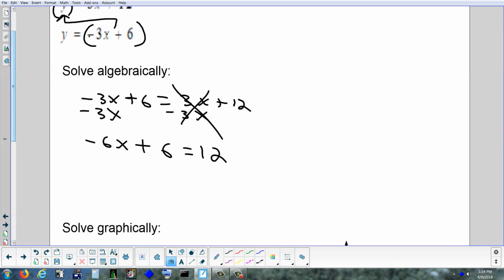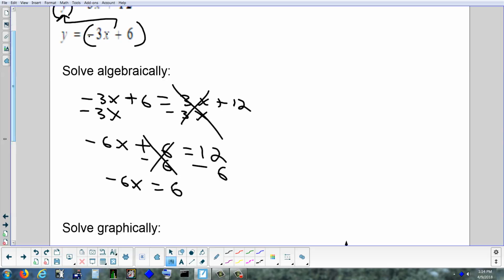All right, I've got 2 steps left. Subtract 6 from both sides. Good. Then you divide by -6 on both sides. 12 minus 6? Six. 6. Then you subtract 6 from both sides.